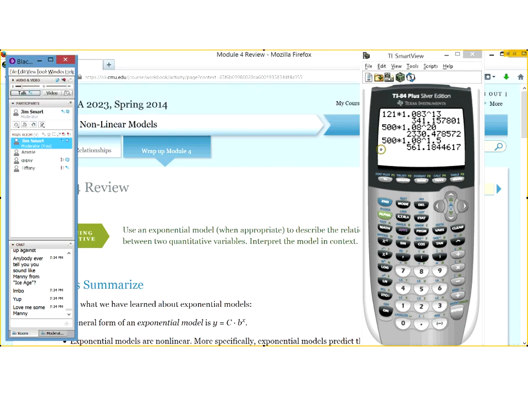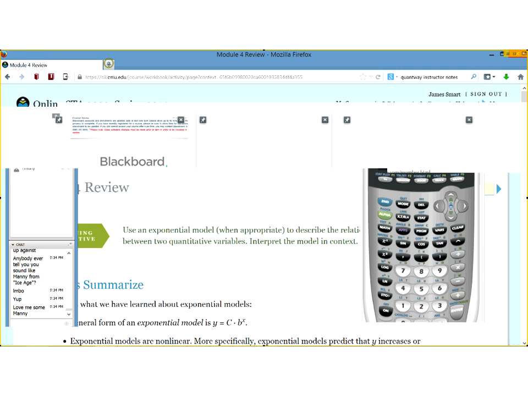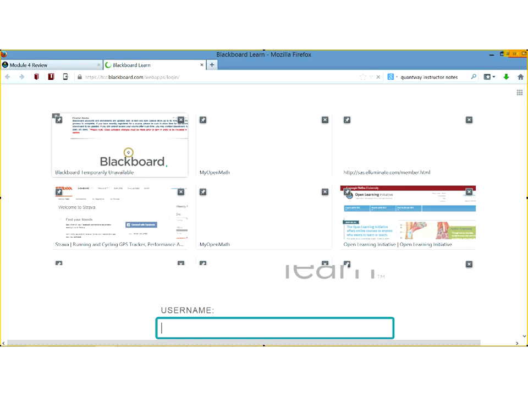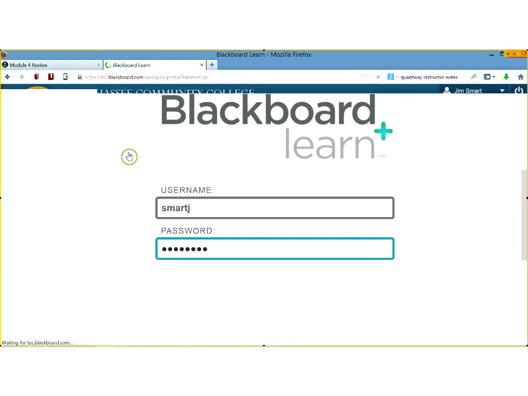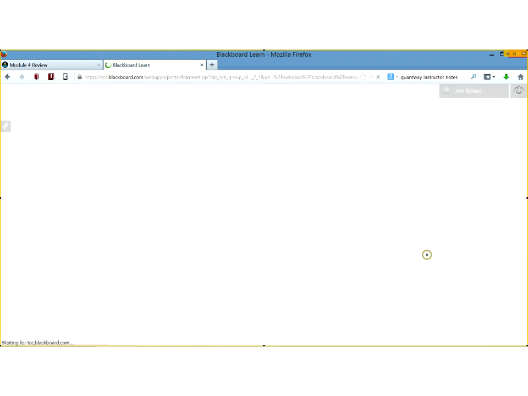Let's see here. What was I going to look for? Oh, I was going to go into Blackboard and pull up that test review. All right, let's take my password. I'll find out in a second. Oh, I got it.